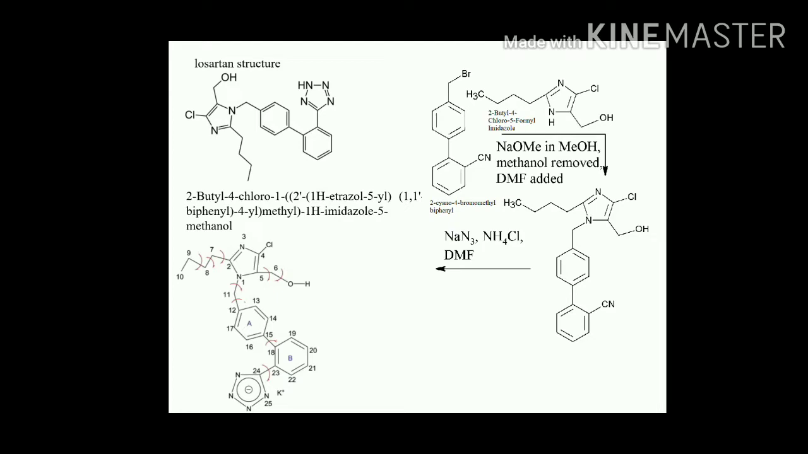If you see the structure, it has a basic nucleus imidazole followed by the biphenyl with a methyl bridge. Then it will have the tetrazole nucleus. This is the basic moiety, how to remember the structure. So let's draw the structure now.